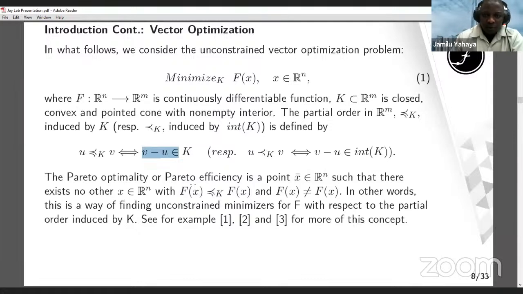So, in other words, this is a way of finding minimizers for F with respect to the partial order induced by K. For more information on this topic, one can check references 1, 2, and 3.